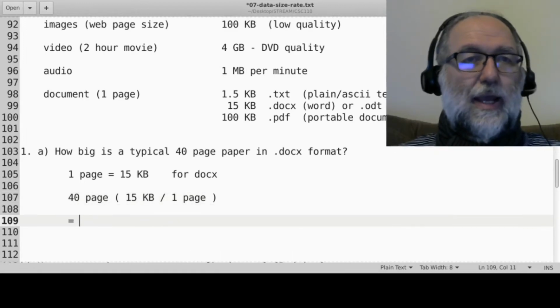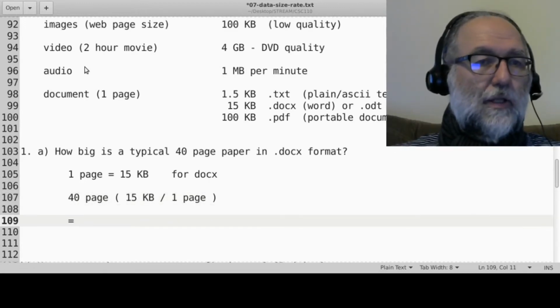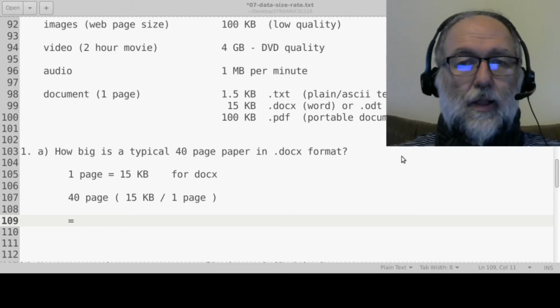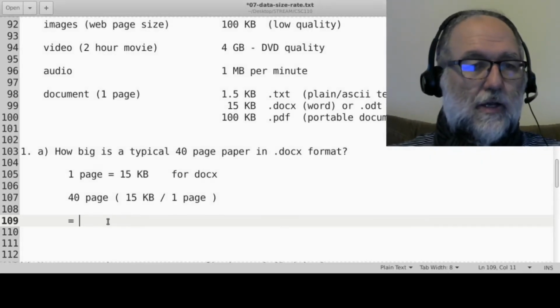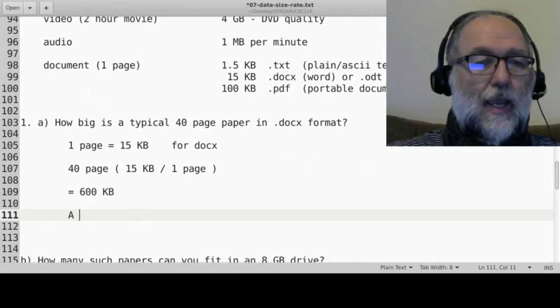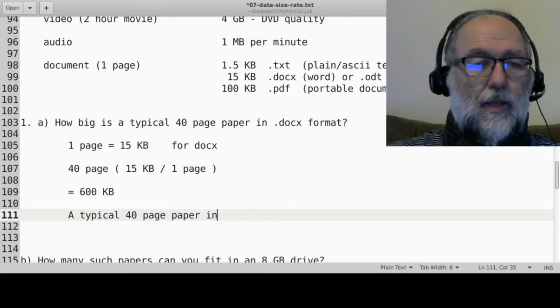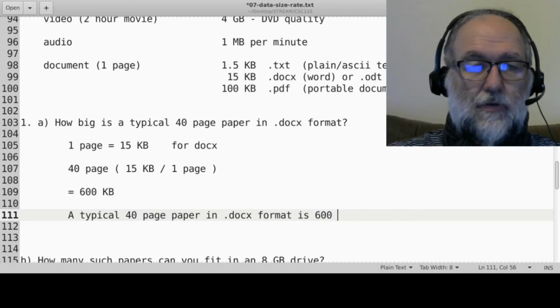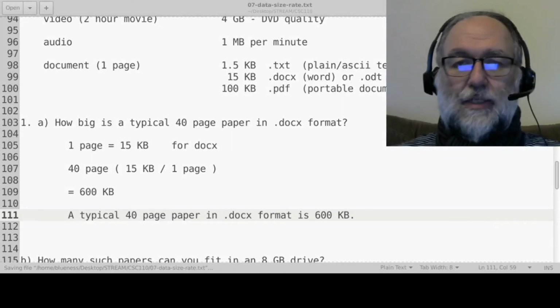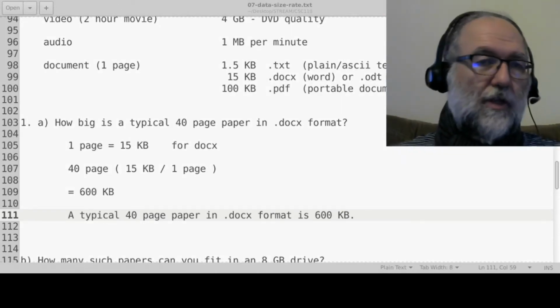So basically, the answer is going to be, I've got to bring up my calculator here. It's going to be 40 times 15, and that is equal to 600. So it's 600 kilobytes in size, and that's the answer. A typical 40-page paper in .docx format is 600 kilobytes. All right, there you go. That one should have been pretty easy. So there's our first question.